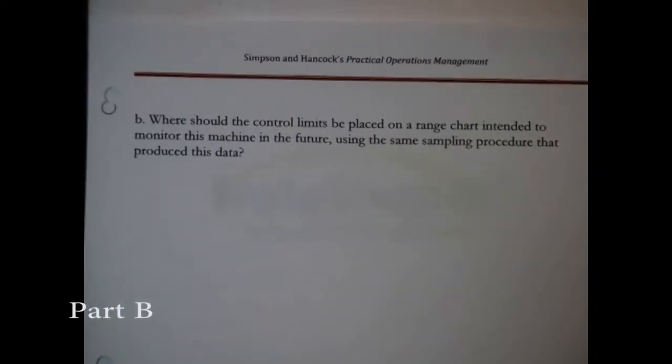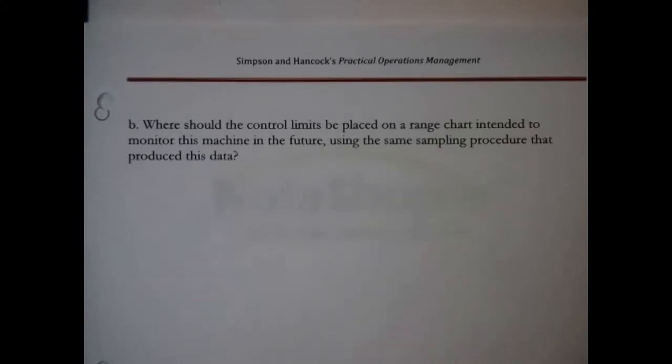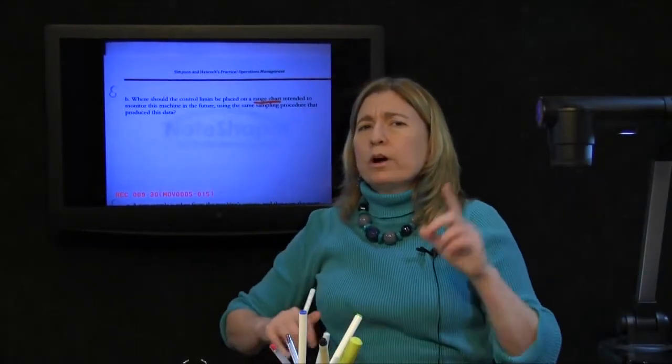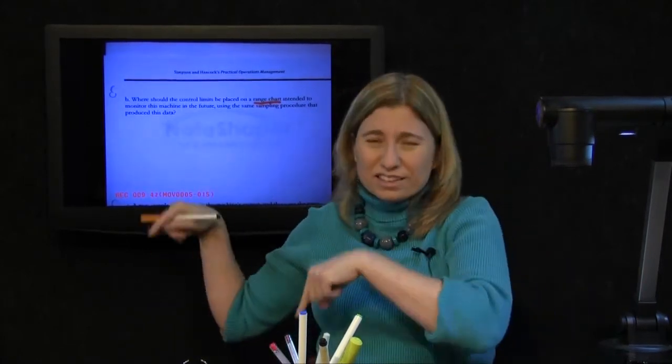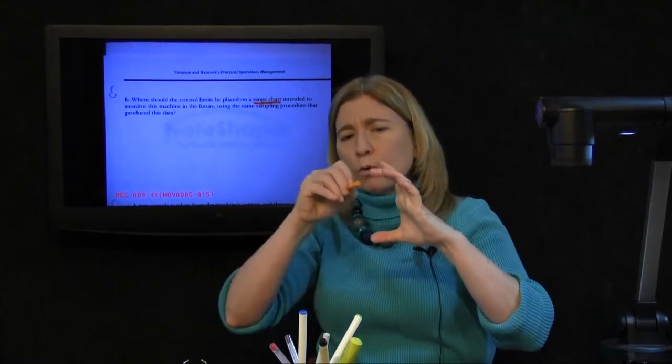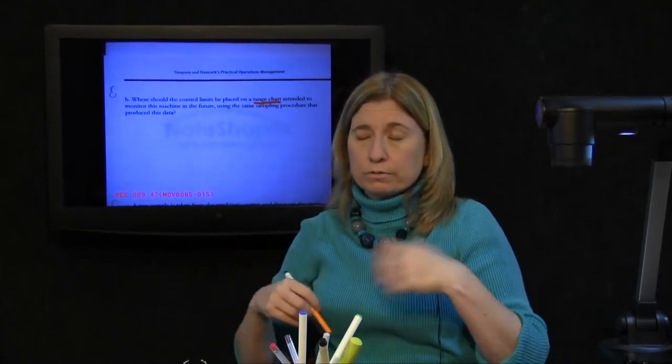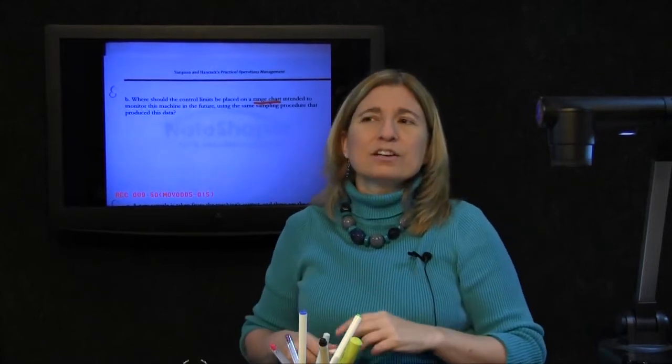Where should the control limits be placed on a range chart intended to monitor the machine in the future using the same sampling procedure that produced the data? Oh, right. In the situation where it is a mean chart with unknown variation, you should really draw 2 charts. If it was a mean chart with known variation, there's just the one chart, a mean chart. But in this situation, you should draw a chart in order to plot future mean values, future averages of samples, and then another chart on which to plot future ranges, because you really ought to keep an eye on that in the future as well.